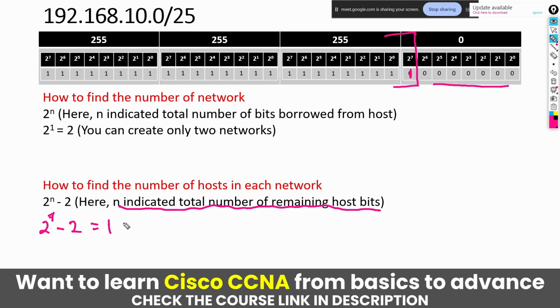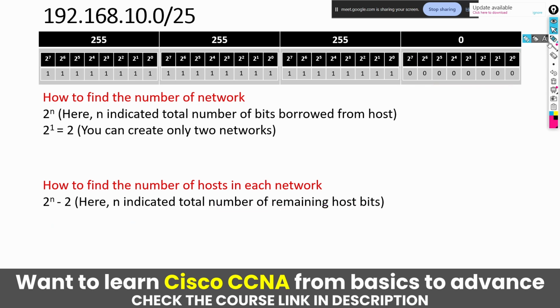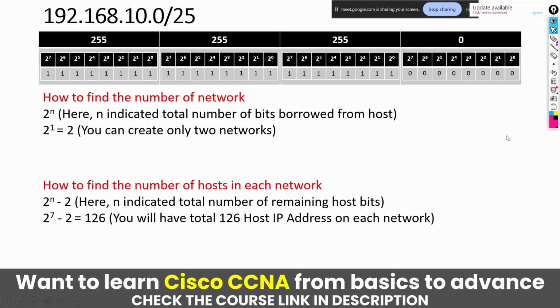126. Very good. It will be 126. Got it? Let's follow the chart. As you can see, 2 to the power 7 minus 2 is equal to 126. Right? See, 2 to the power 7 is equal to what? 128. 128, simply minus 2.